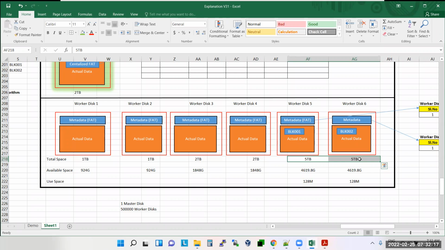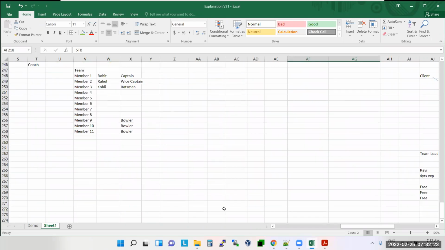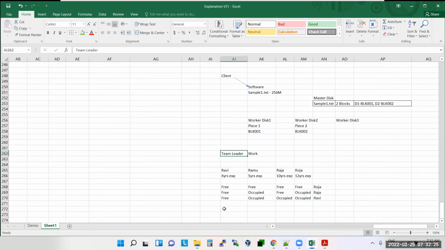So at the end of the day, as a leader, you want to complete the work in an efficient way. What is that efficient way? You should identify that you have multiple options: Ravi, Ramu, Raja, Roja. Out of these people, you need to understand who has more experience and who is free also. Based on this, you will give the work. They are also in the same scenario.